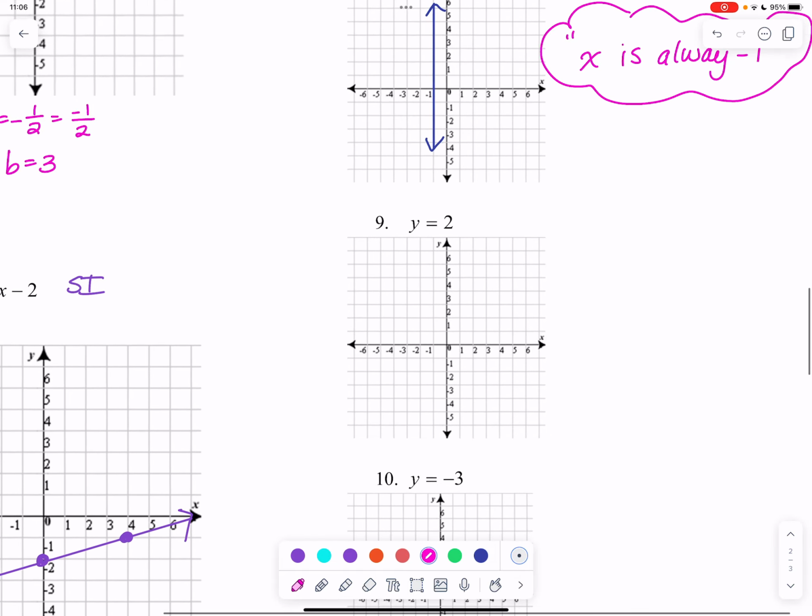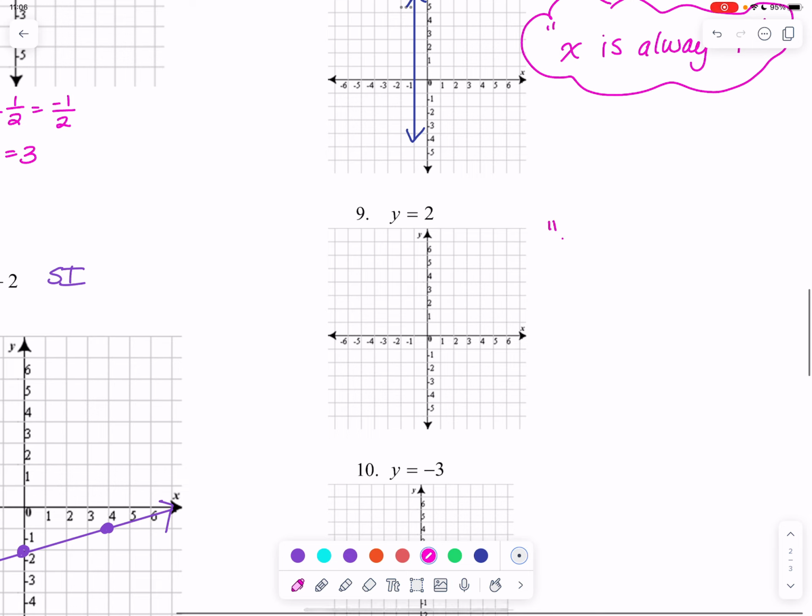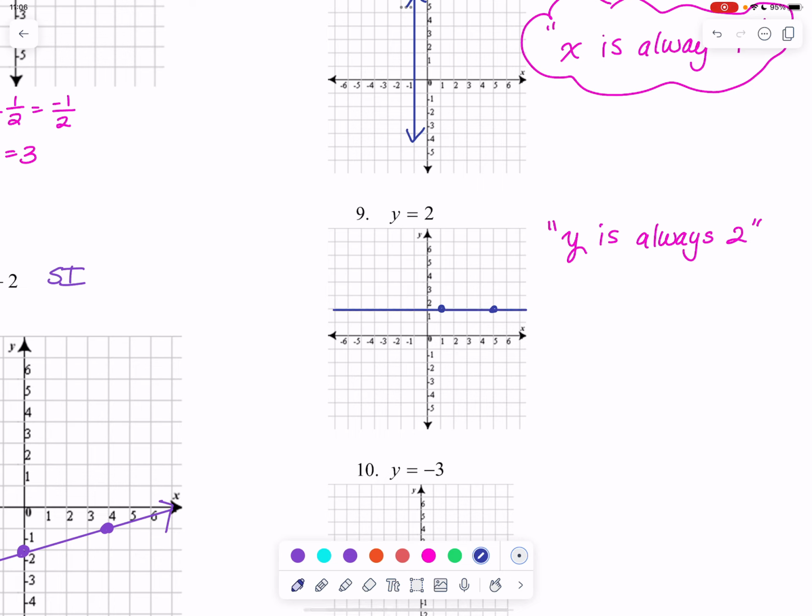Okay, and now we have y is always 2. So y is always 2. There's a y equal to 2. There's a y equal to 2. So we can see that we have a horizontal line. So if you have y equals a number, that means you have a horizontal line. And in this case, our slope is 0.